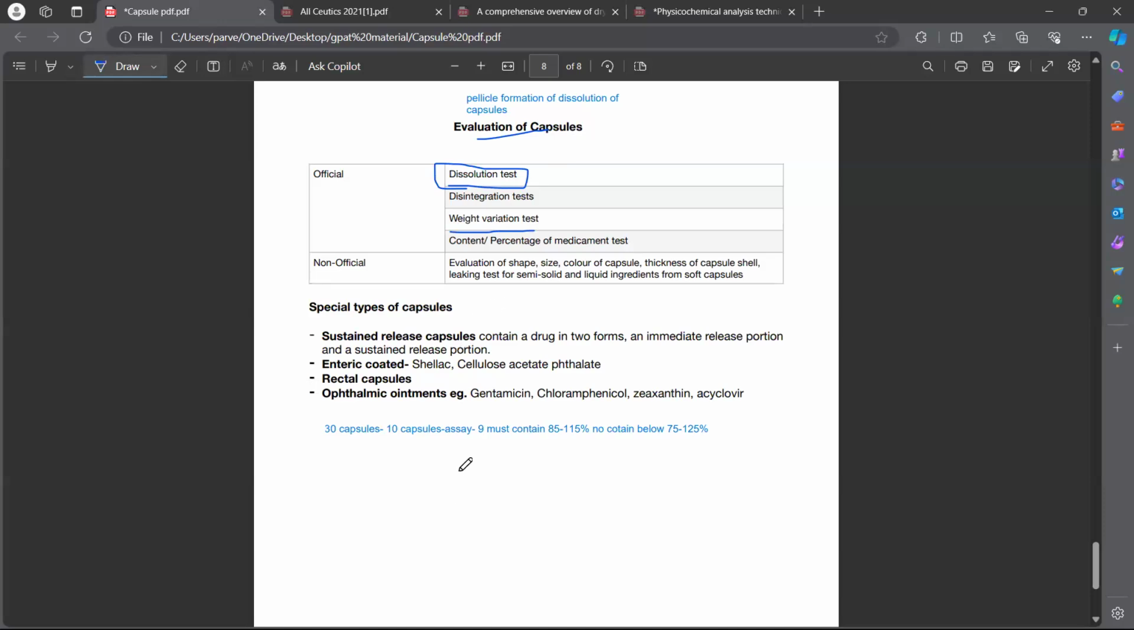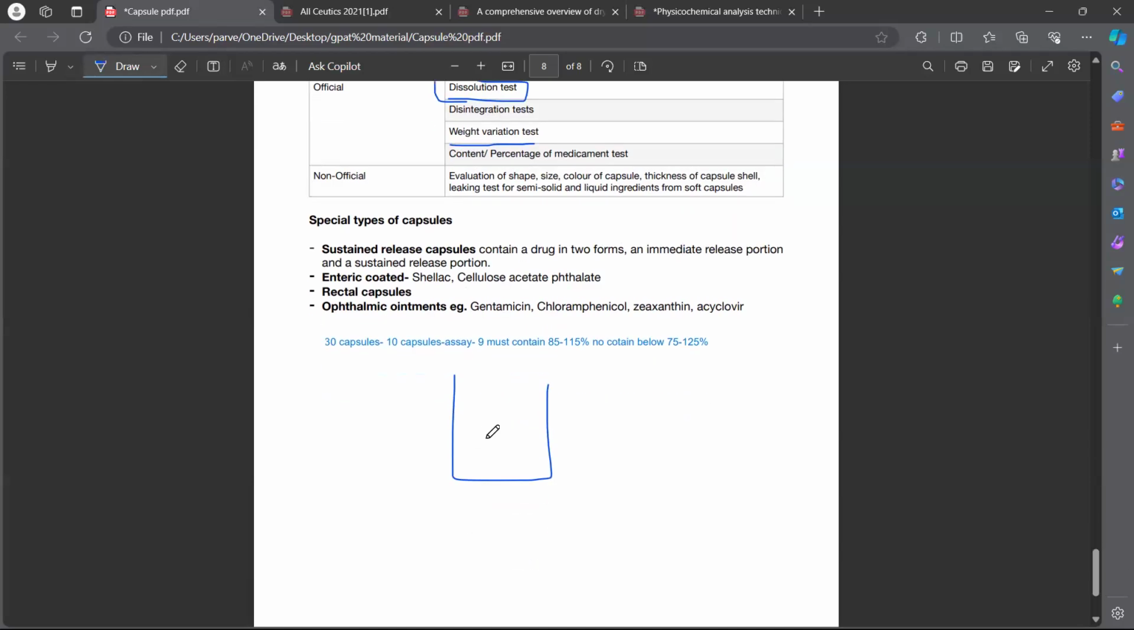So disintegration test is also performed. Could you please tell me what is the mesh size of the disintegration test? Mesh size in the disintegration test, 10. Okay, great. So what is the disintegration time of soft gelatin capsule and hard gelatin capsule, guys? As I mentioned earlier. Soft gelatin capsule 60, hard 30. Great, guys. I think you are able to recall all your concepts, and that is great.